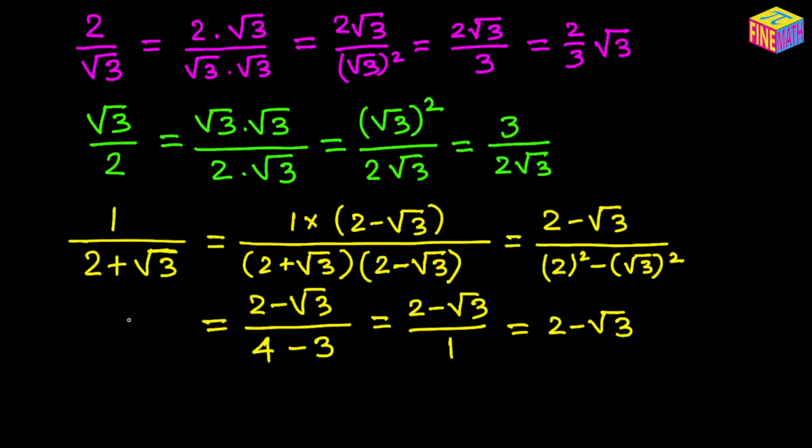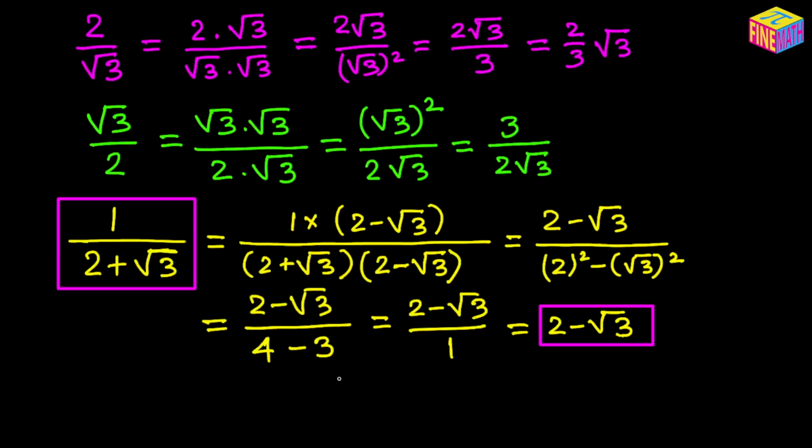So after rationalizing the denominator, we see that this original fraction right here is actually equal to this value right here. These two values are equal. We really have not changed the value of this fraction. We just changed the look and feel of the fraction. So after rationalizing the denominator, we get that the value is 2 minus square root of 3.